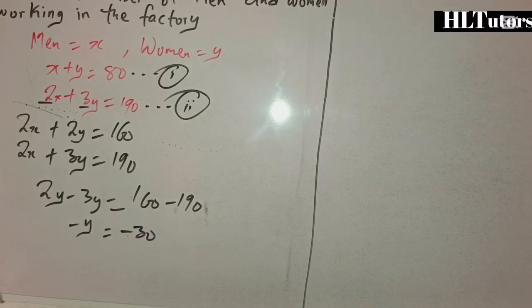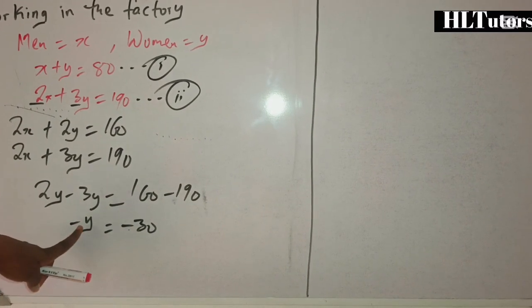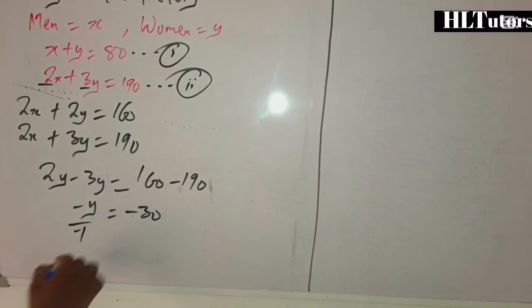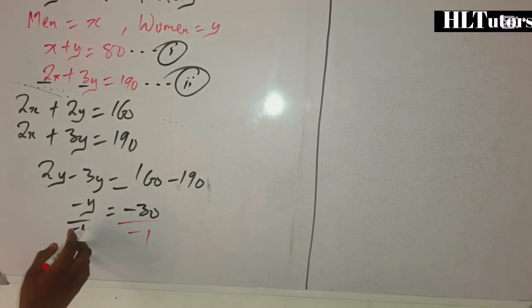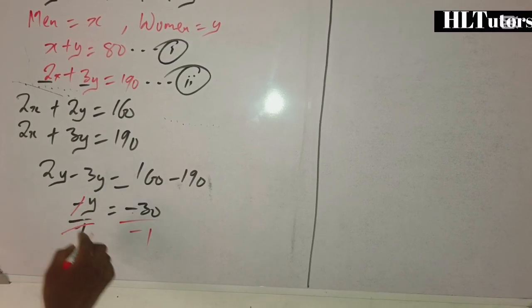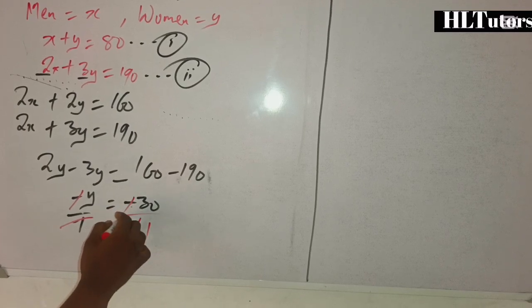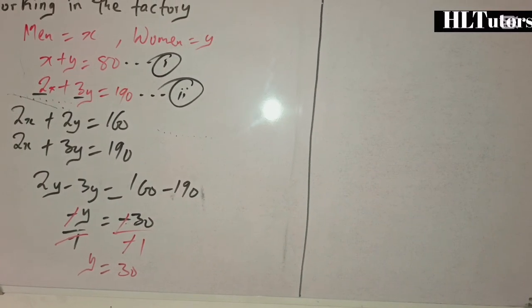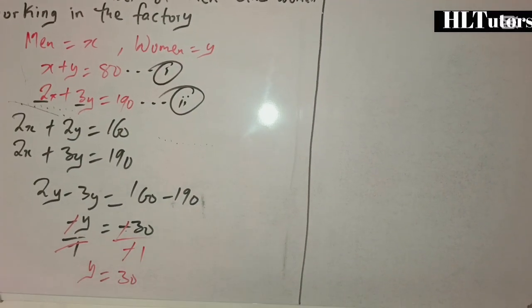So definitely I will divide through by the coefficient of y, which is minus 1, divided by minus 1 over minus 1. So minus 1 takes off minus 1, then y equals 30. So it's safe to believe that the number of women is y, which is 30.